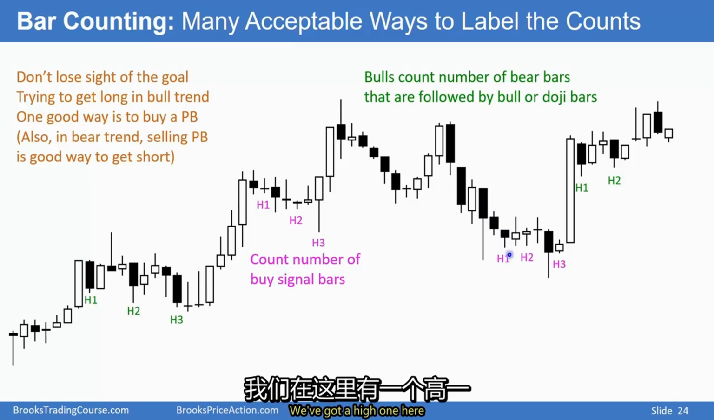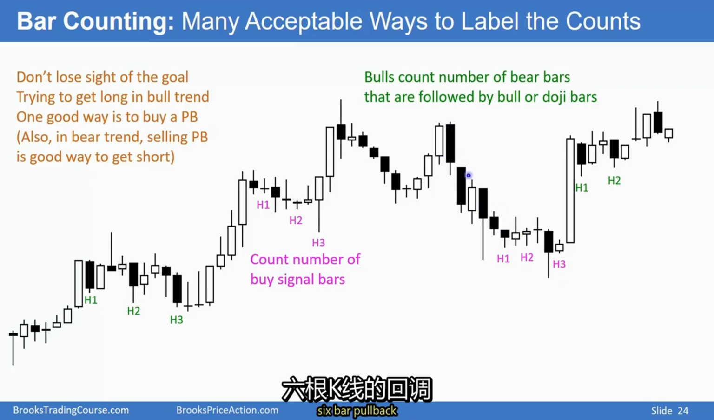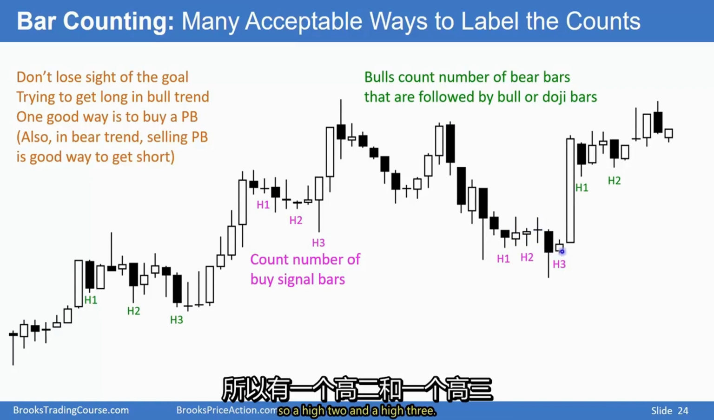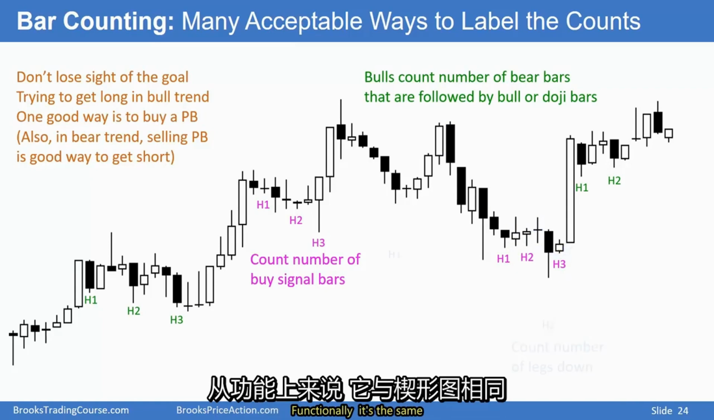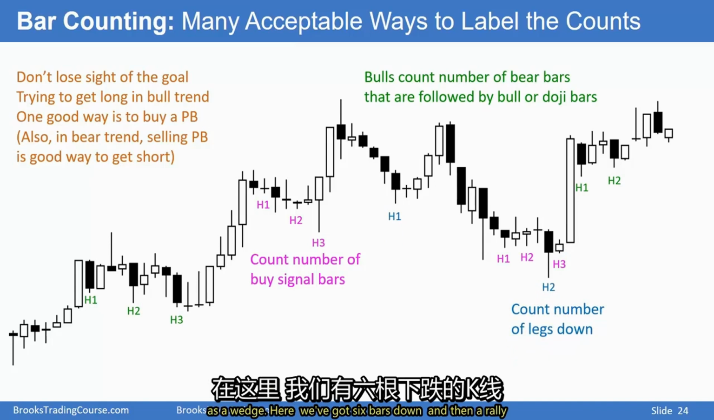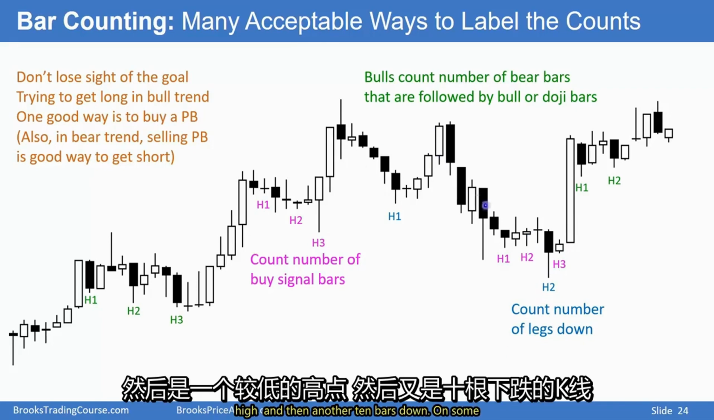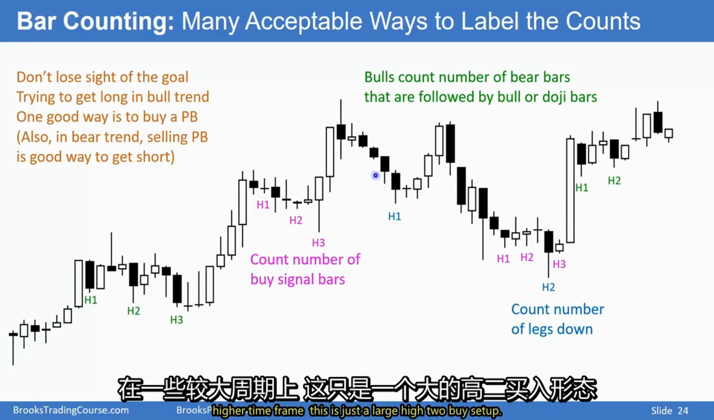So pullback high one, we got a high one here, 6-bar pullback, and then we got an attempt to resume here, so high 2 and a high 3. Functionally, it's the same as a wedge. Here we got 6 bars down and then a rally and then to a lower high and then another 10 bars down. And on some higher time frame, this is just a large high 2 buy setup.